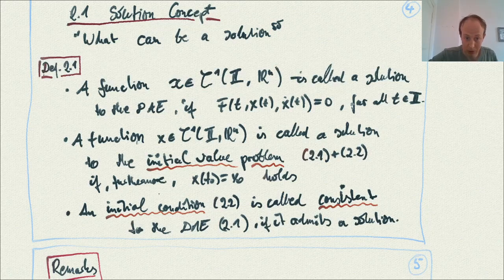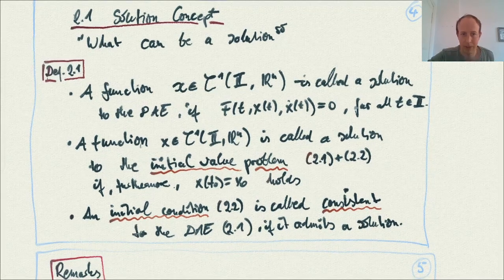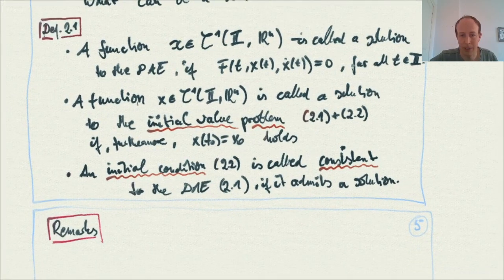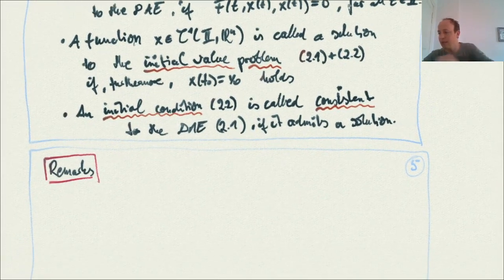Okay, so we will have examples, and it is not difficult to construct these, where the initial condition does not admit a solution, and then we say that it's inconsistent. Just think of the pendulum. If you want to start the pendulum at a position that is not on the path, then you won't find a solution that is continuously differentiable. Okay, but we will talk about consistency of initial values later.